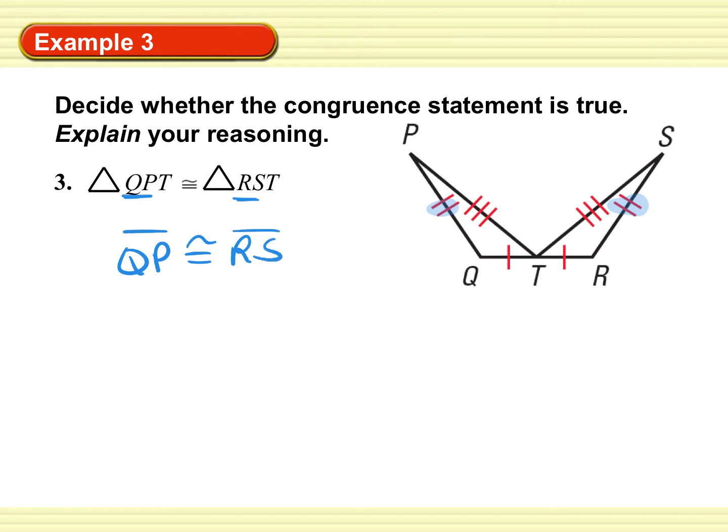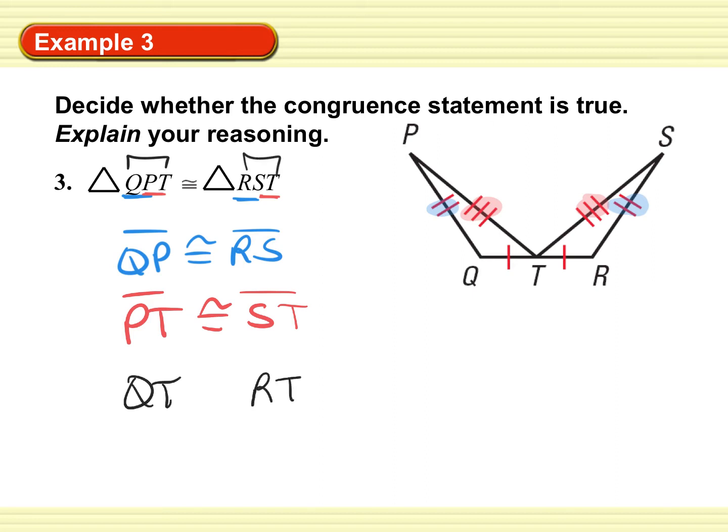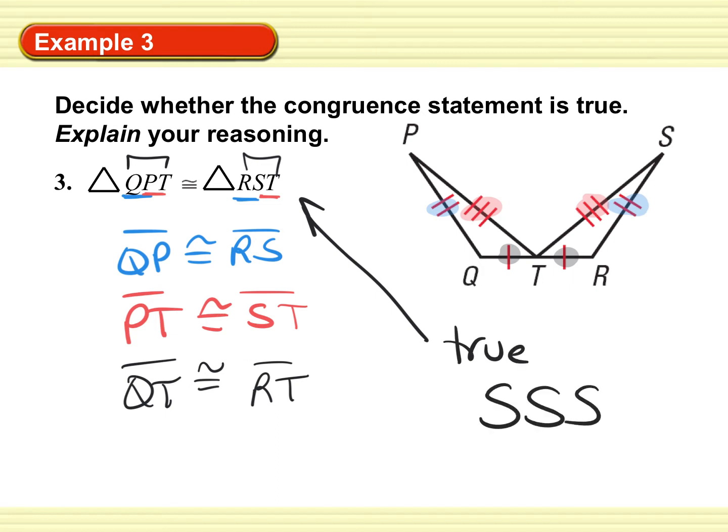Then I'm going to take the next two letters, the PT and the ST. PT has 3, and so does ST. So I can also state that those are congruent. And then lastly, the first letter, QT, with RT. And notice QT has the single mark, and so does RT. So those are also congruent sides. So this statement is true. And again, I used side, side, side.